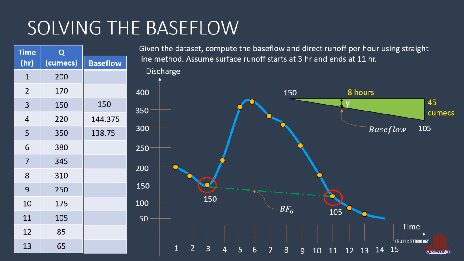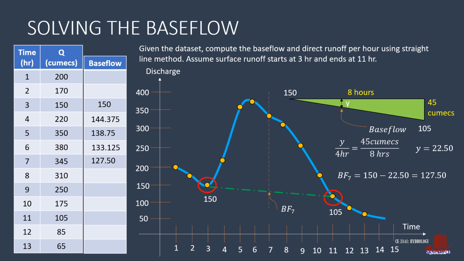For the 6th hour, the ratio and proportion uses y is to 3 as 45 is to 8, where y is computed as 16.875 cumex. Base flow at hour 6 is then 150 minus 16.875, which is 133.125 cumex. The 7th hour then uses the ratio of y is to 4 hours as 45 cumex is to 8 hours. Y is then 22.5. The 7th base flow is 150 minus 22.5, which is 127.5 cumex.